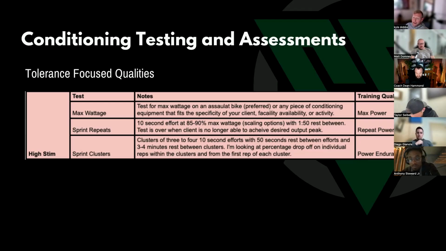You can run this as a progressive overload linear scale for a very long time before you have to switch it up. And if somebody cruises through it and does it really easy, retest them and see if their max wattage is actually higher than they thought it was. Sprint clusters, same thing.